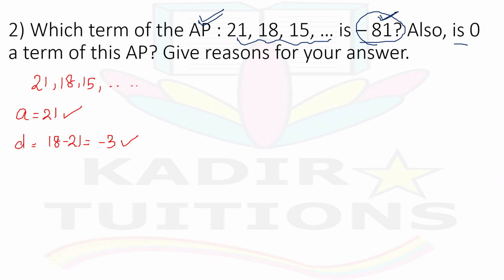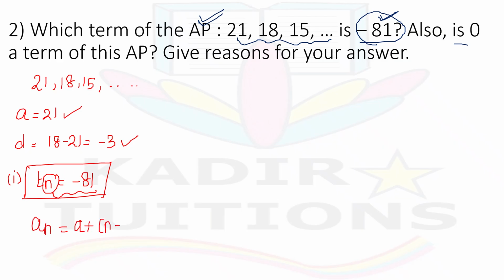Now the first question is, they are asking us to check whether any one term can be -81, and if it is a term, then which term it is. Maybe it is A10 or A20, anything. So the n value is what we have to find. As of now I am considering An as -81 and we are going to apply the formula An = a + (n - 1) d in order to find the value of n. Why? Because we know the term value, that is the An value, which is -81, and also we know the value of a, which is 21, and we don't know about this one, right?